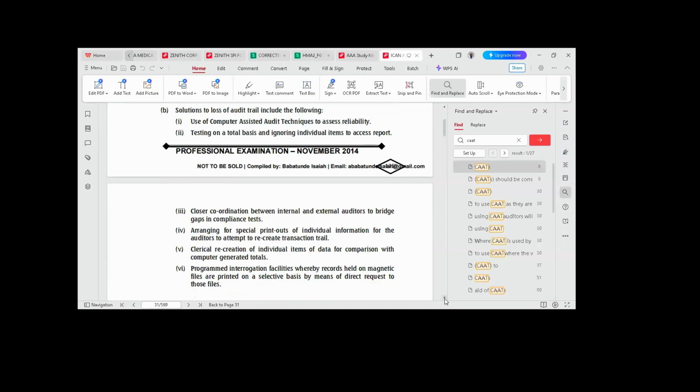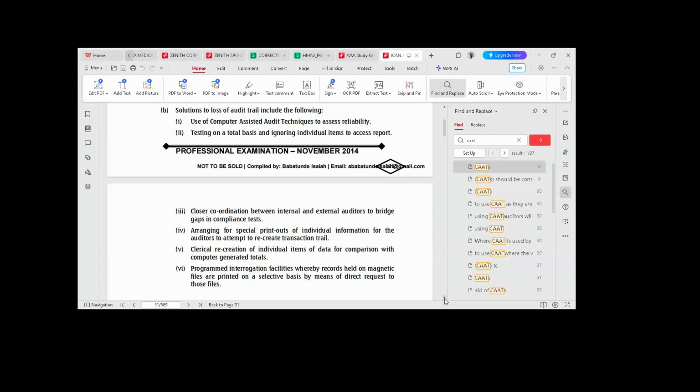As at 2014, they were still using compliance tests. But in 2025, we don't call it compliance testing, we call it what? Test of controls. Do you understand? Test of controls. You understand what I'm saying? You need to be intentional when you are reading. All right. This was 2014. The syllabus has changed 3 times after that time.